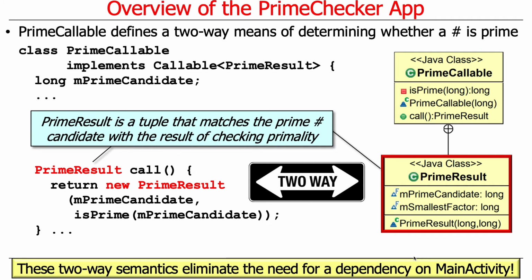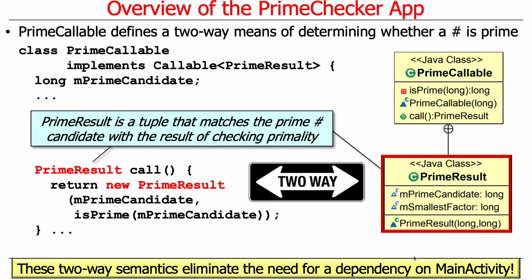And the result that comes back from call is the prime result. So it's going to be one of these guys, and that's just a little tuple. It's a little kind of a struct, if you will, that keeps track of the original number and the result of checking if that number is prime. So it's either 0 if it's a prime number, or it's greater than 0 if it's not a prime number. It's the prime factor, the lowest prime factor.